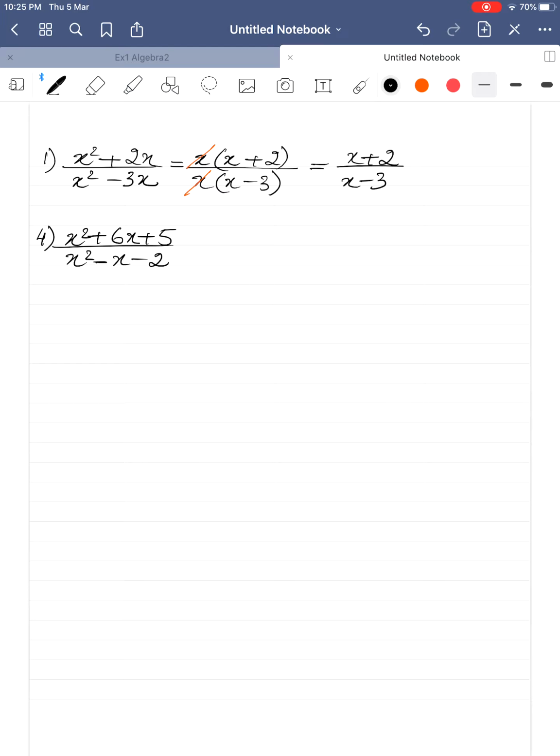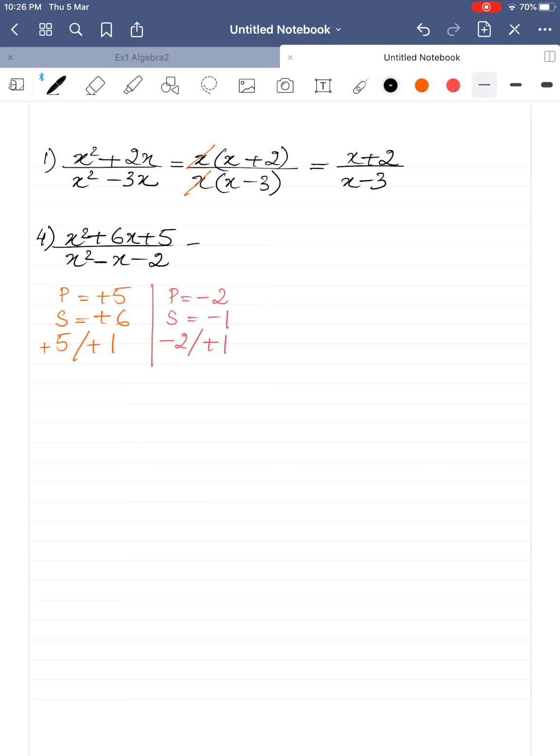So, factorizing the quadratic expression in the numerator, we have our product is equal to plus 5, our sum is equal to plus 6, and the two numbers that multiply to give 5 are 5 and 1. Similarly, factorizing our denominator, we have our product as minus 2, our sum is minus 1, and the two numbers that multiply to give us negative 2 are negative 2 and positive 1.